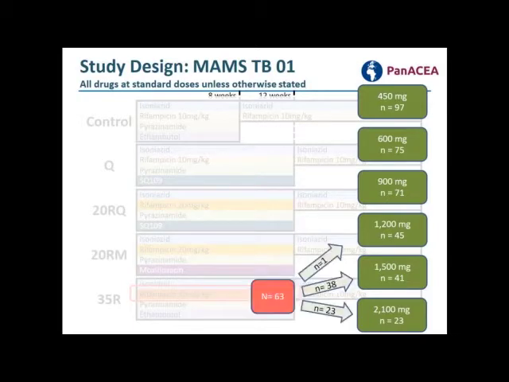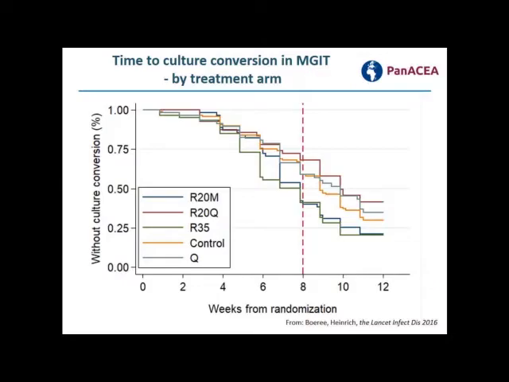And as you can see here, the high-dose rifampicin arm with its 63 patients contributed 38 patients to the 1500 milligram absolute dose, and those 23 patients to the 2100 milligram dose. Now the headline results that have already been published per arm have shown that the high-dose rifampicin arm performed better than the other arms. You can see in this Kaplan-Meier curve of patients converting to negative culture over time that they received the treatment over 12 weeks.